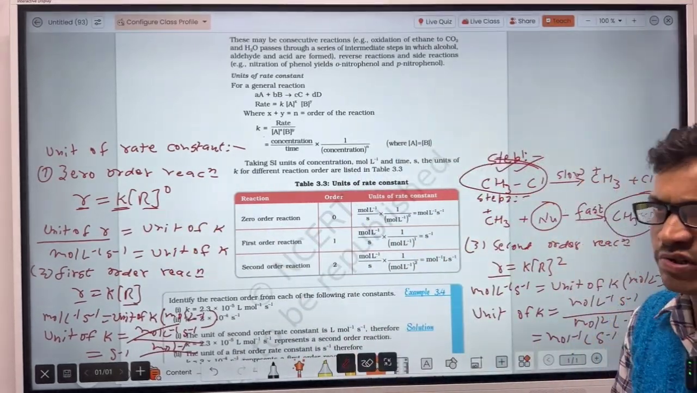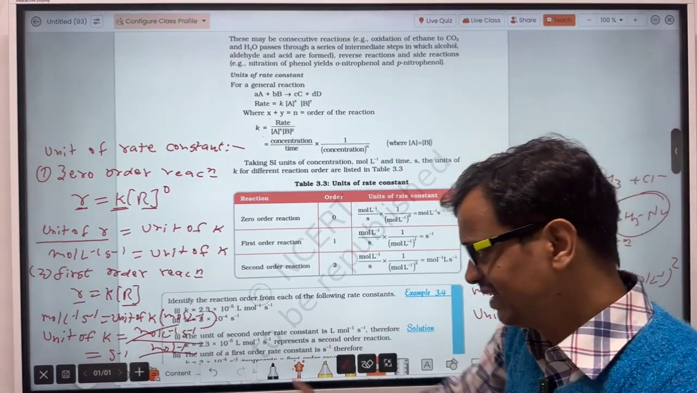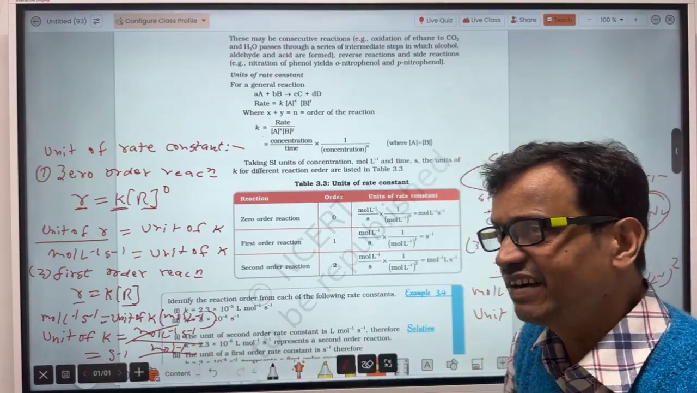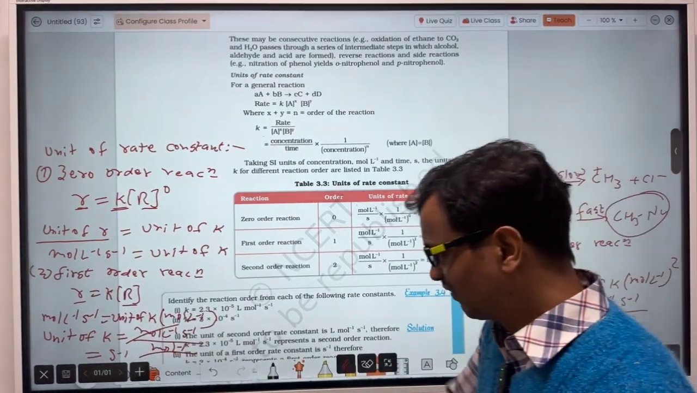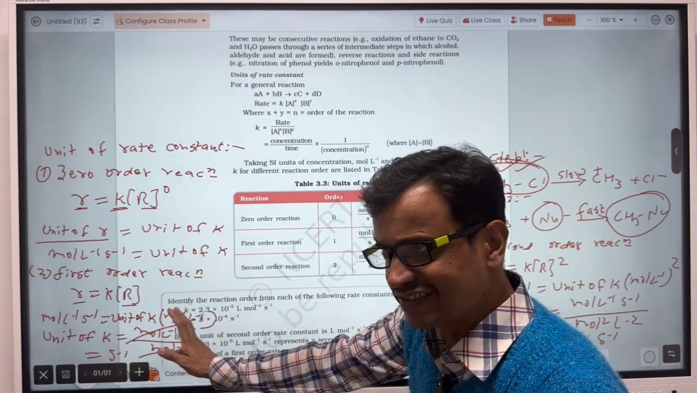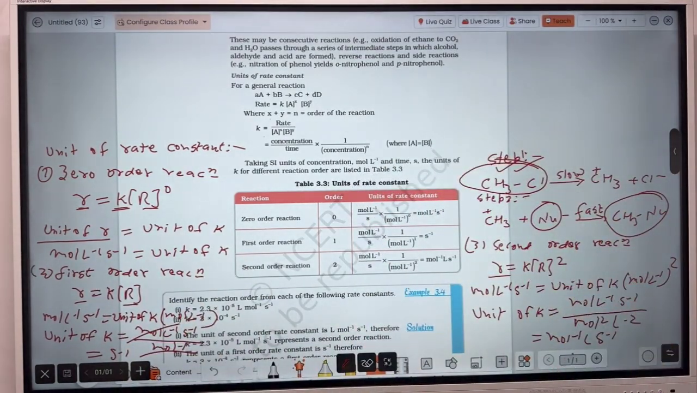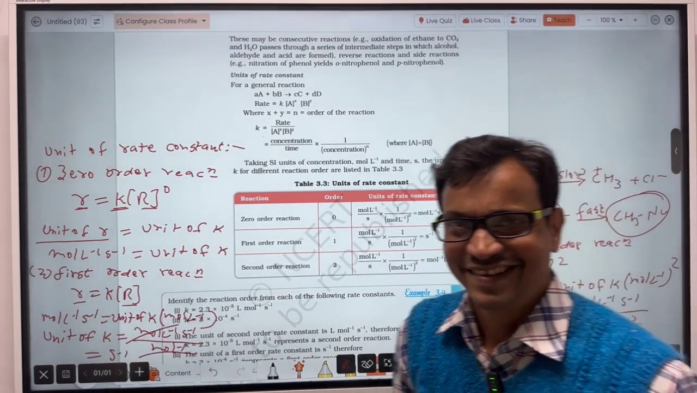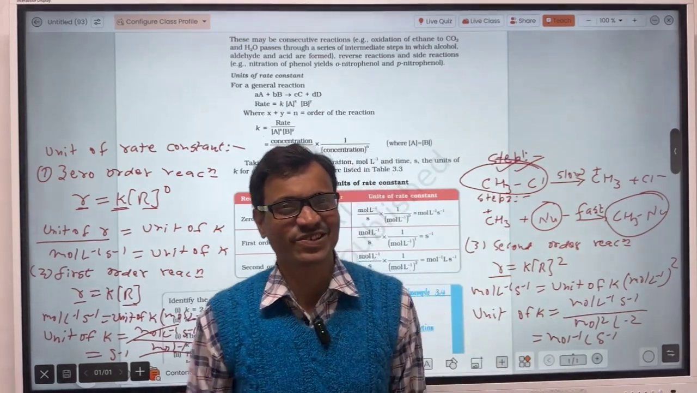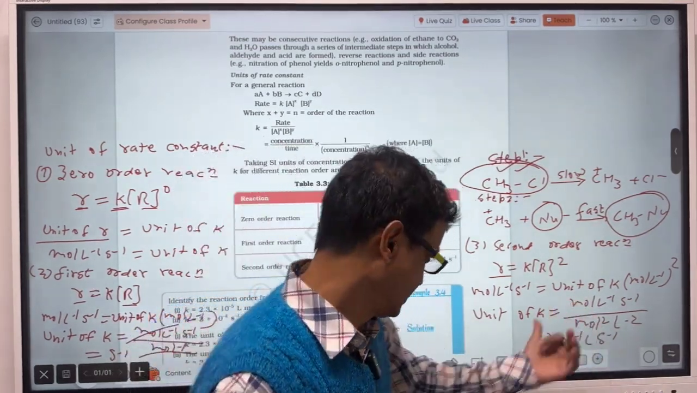The unit of rate constant in first order reaction will be second inverse, and that in second order reaction will be mole inverse liter per second. Okay guys, very easy to solve this question. Let's see here.